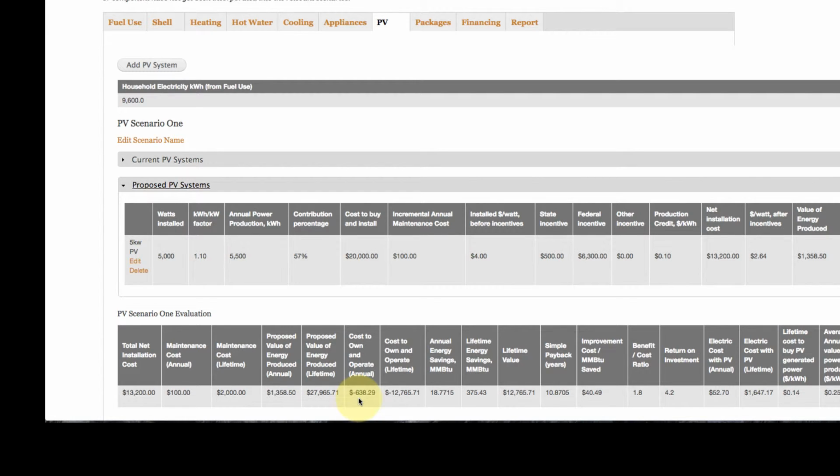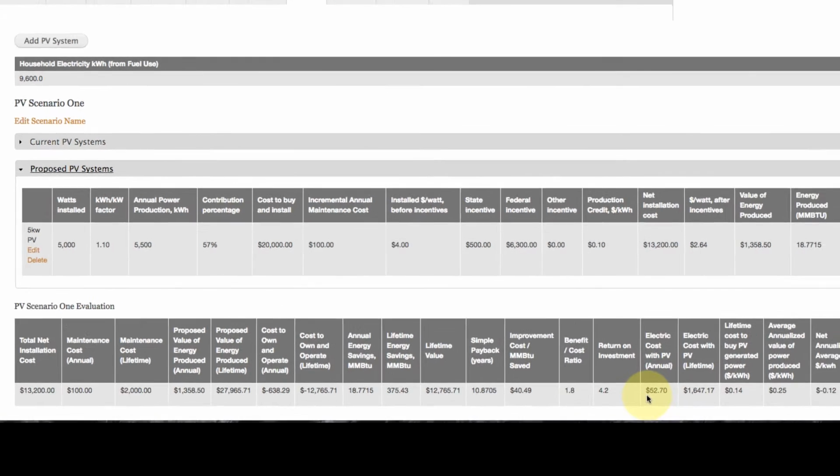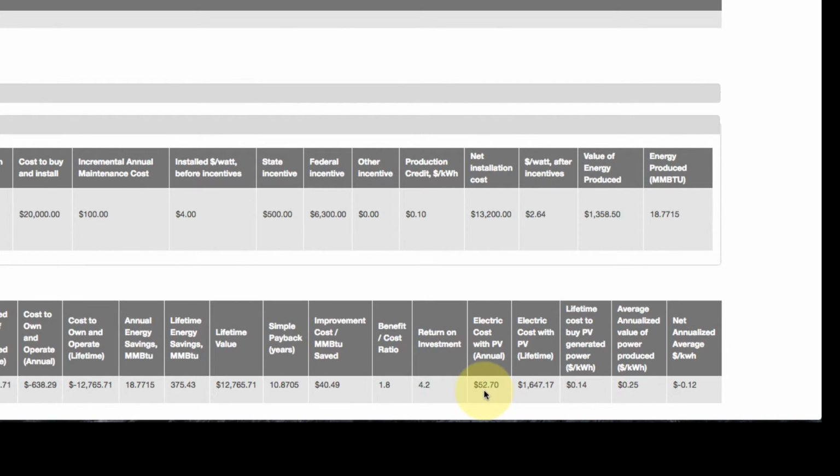A negative value for cost to own and operate indicates that you're actually making money. Both annual and lifetime values have been calculated. Annual energy savings, lifetime energy savings, the lifetime value of the systems, simple payback, cost per million BTUs, your benefit cost ratio, return on investment. With the installed PV system, our annual electric costs will be reduced to just under $53 per year. And your lifetime electric utility costs.